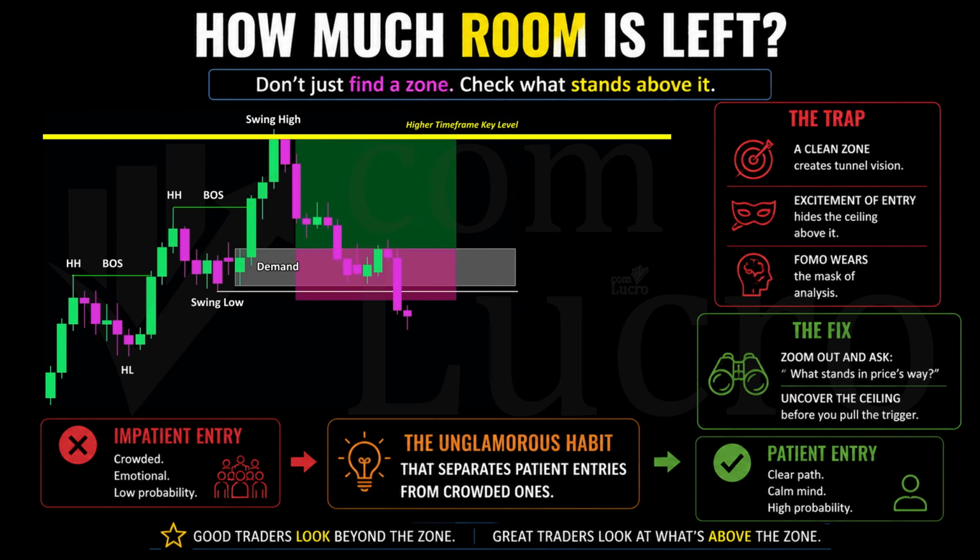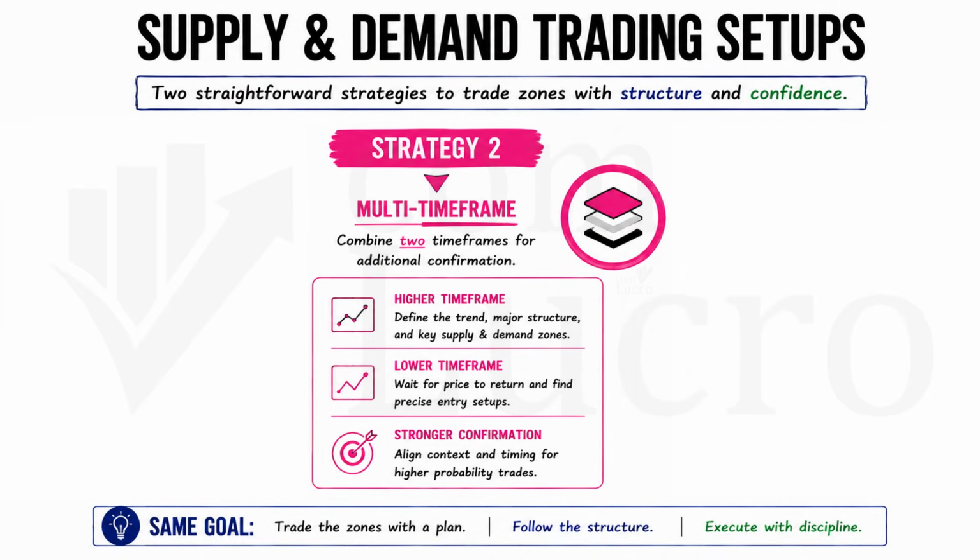It is clean, straightforward, and effective, relying on a single time frame. Now let us build on that foundation and move to strategy number 2, where we combine 2 time frames to increase precision. On the higher time frame, we follow the exact same principles we discussed earlier. The only difference is that we refine our execution by dropping down to a lower time frame for confirmation and entry. This approach can be applied to any market and does not depend on a specific time frame.